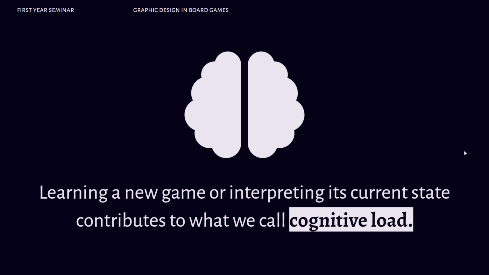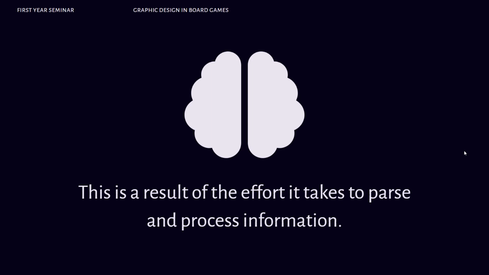What we call this in design is cognitive load. And learning a new game or interpreting a game's current state contributes to that. That is the friction of your brain trying to parse and process information.